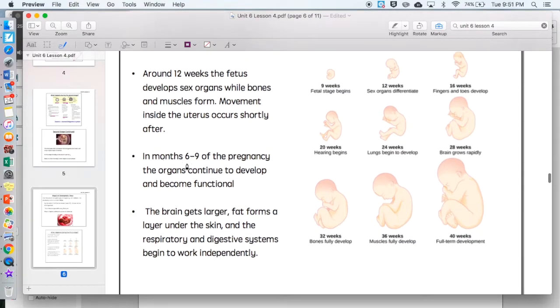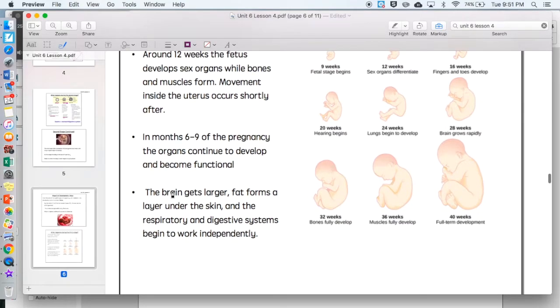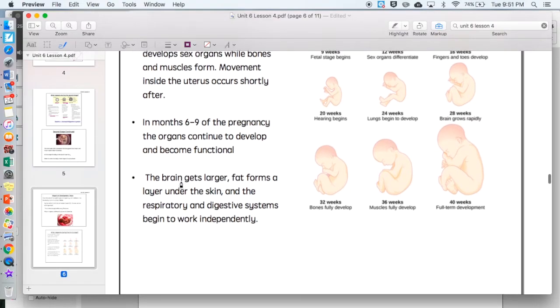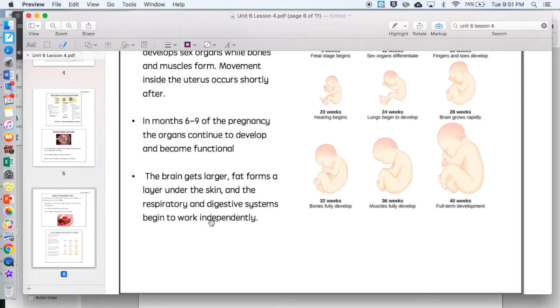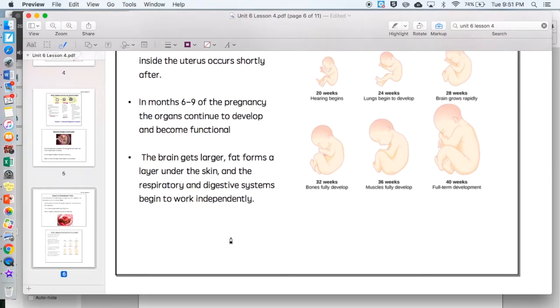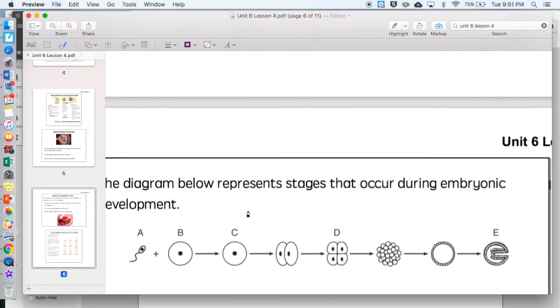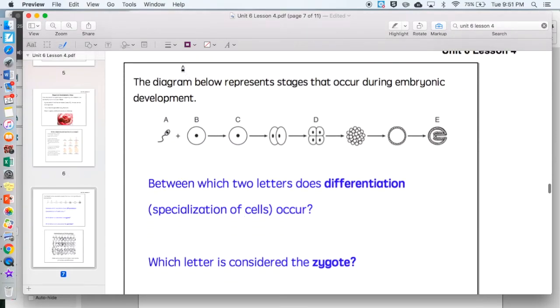Okay. So, we were here in months 6 through 9, so the 3rd trimester typically. The organs continue to develop and become functional, so the heart is pumping through the fetus's body. The kidneys are filtering waste. The brain is starting to develop, which is why hearing can happen. And then we'll talk about breathing because that's a little bit different. That'll be coming in the next couple slides. The brain gets larger. Fat forms a layer under the skin, so that helps for insulation and cellular communication, meaning cells talking to each other. And the digestive system begins to work independently.